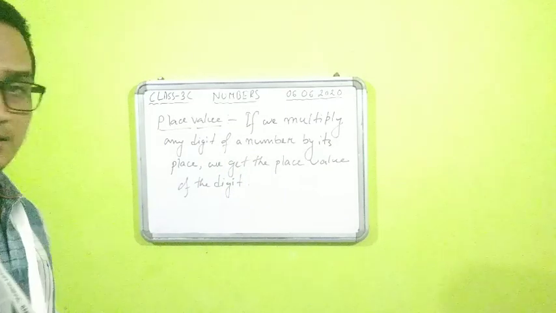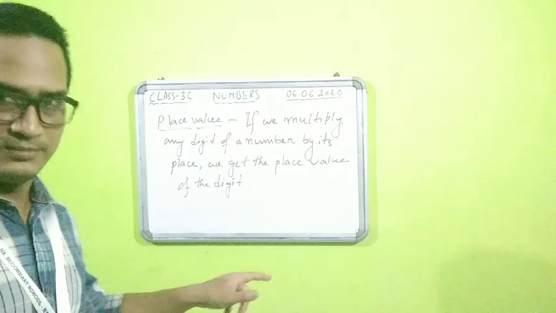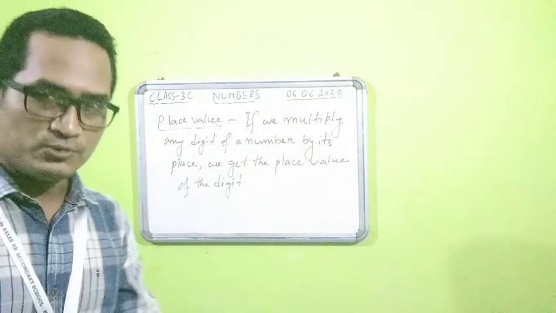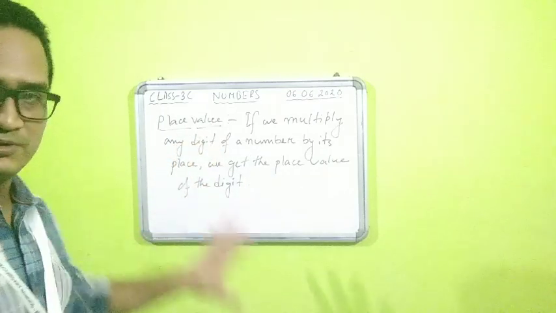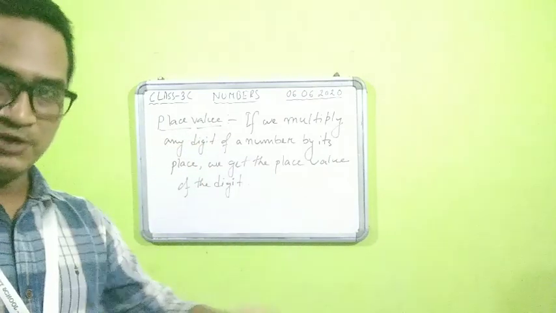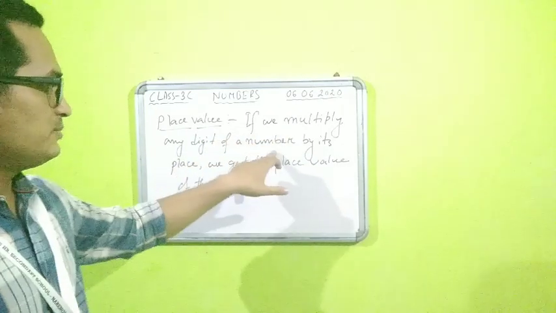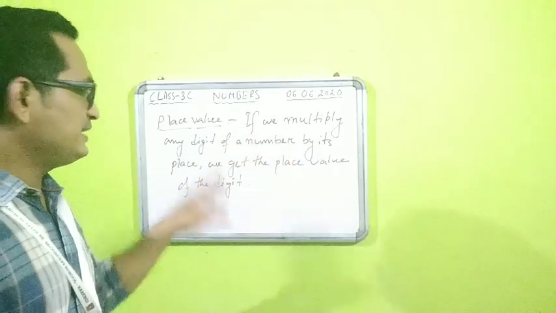So you can pause the video and write this down in your copy. You have to write it down. Please pause the video and write down this definition in your copy, after the objective and after the keywords. If we multiply any digit of a number by its place, we get the place value of the digit.